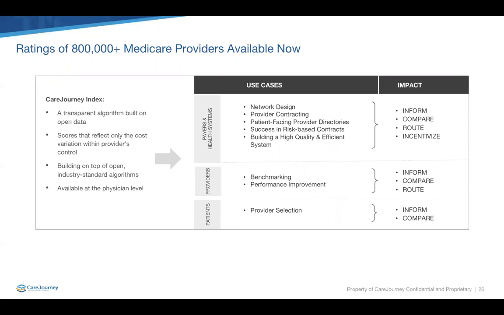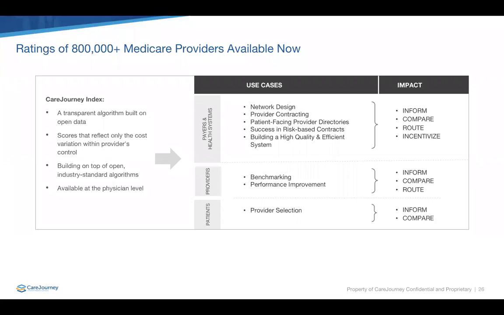We have members today who are just getting started on the CareJourney Index use cases. On the health plan side, it's often a vehicle for network development, entering new markets or contemplating new products within markets. It's a vehicle for provider contracting. So when you're negotiating with a 3 or a 2, you might change your negotiating posture relative to a 4 or a 5. We absolutely believe there are opportunities to think about patient-facing provider directories. Those are not live in any of our members yet, but we hope that members will contemplate doing so.